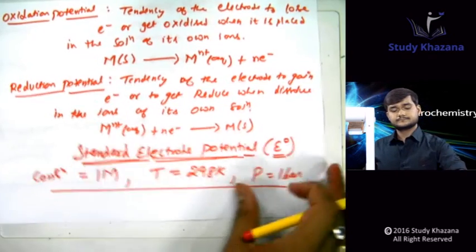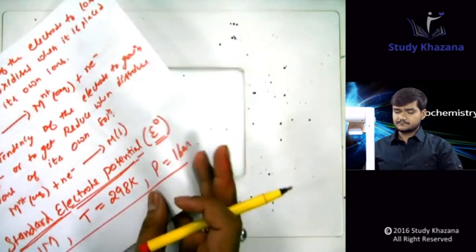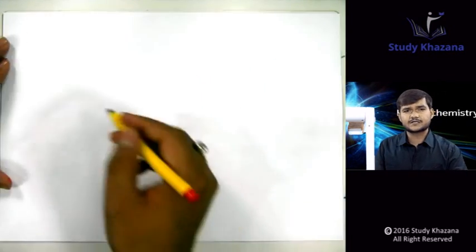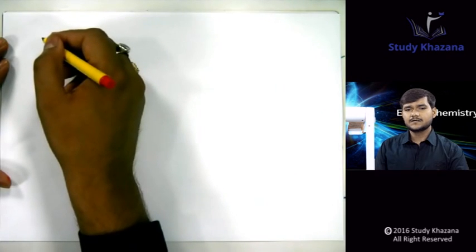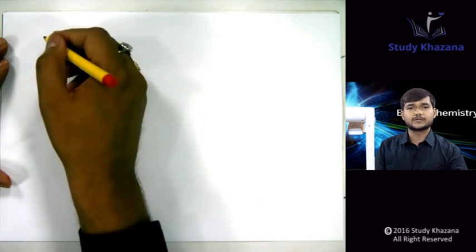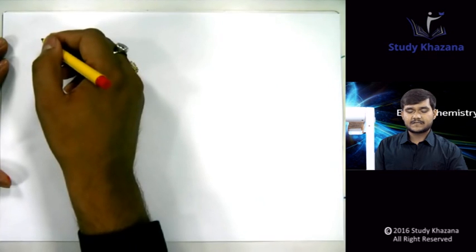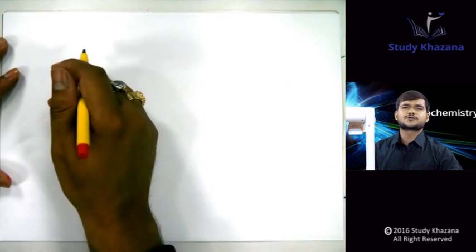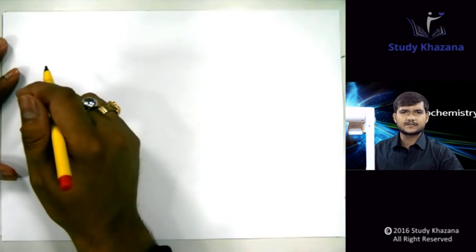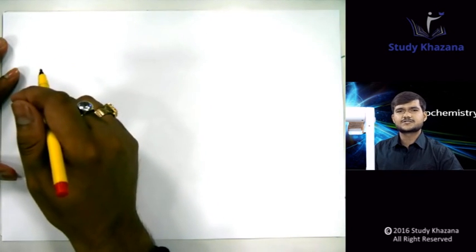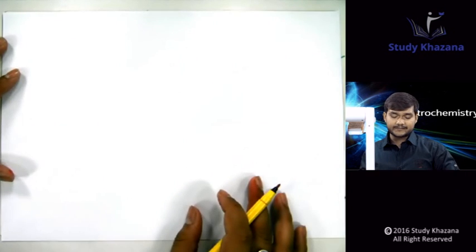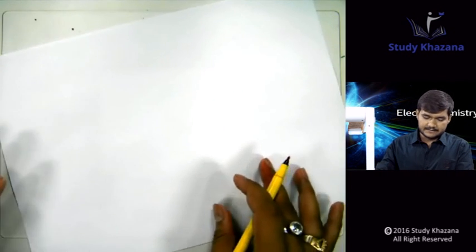You know that your oxidation and reduction occur simultaneously. They cannot occur individually. So if we want to calculate the electrode potential of zinc, or the reduction potential of zinc or copper for that matter, we cannot calculate them individually. Why? There are two reasons why we cannot calculate them individually.